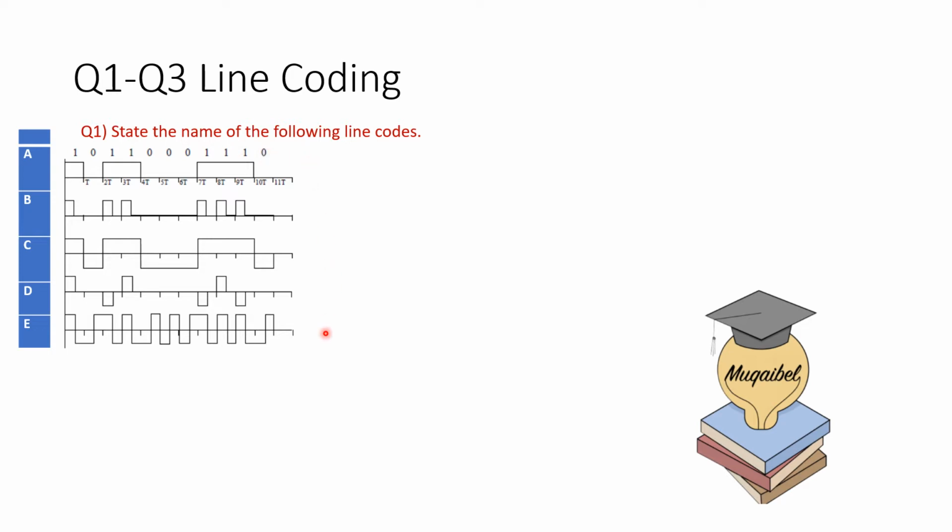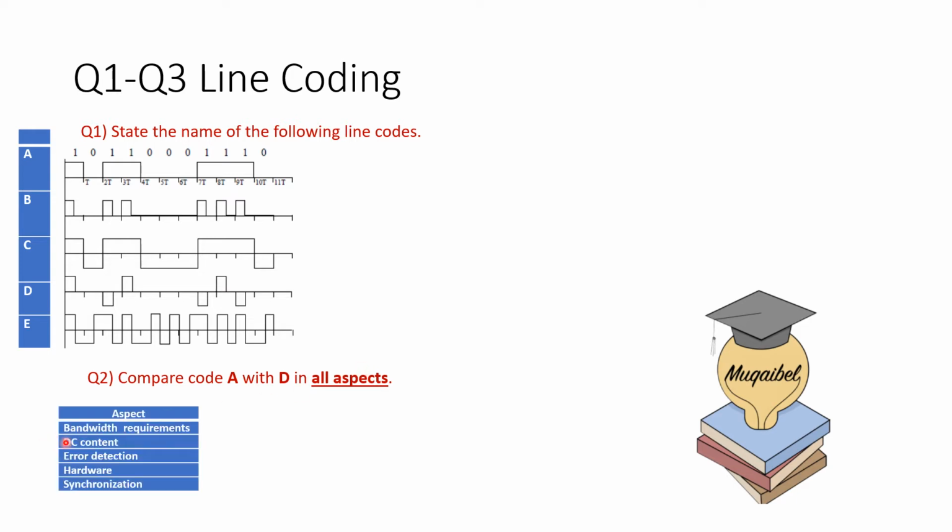That's the first question. The second question is, compare code A, which is this one, with code D, which is this one, in all aspects. To help you out, I will list some of them. Compare them in terms of bandwidth requirements, DC content, error detection capability, hardware requirement or complexity, and then synchronization. We have 5 different aspects.